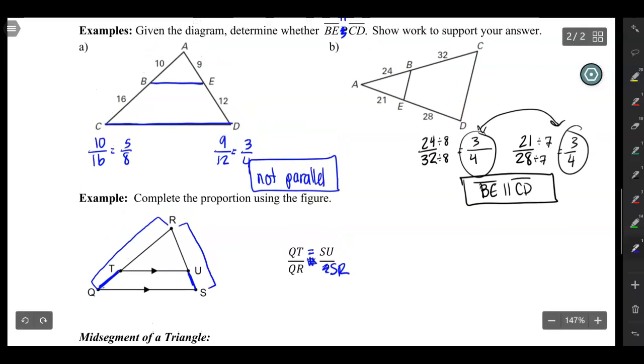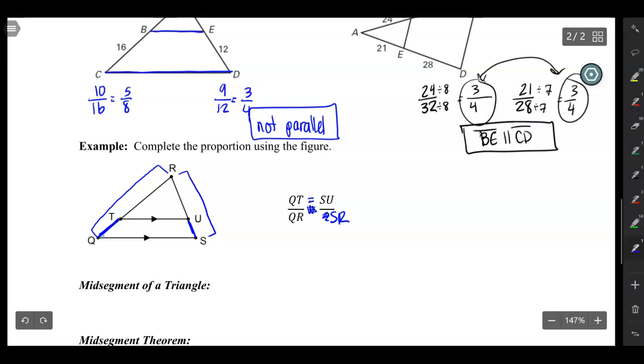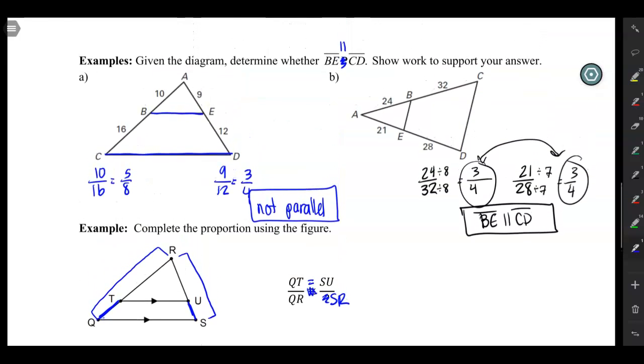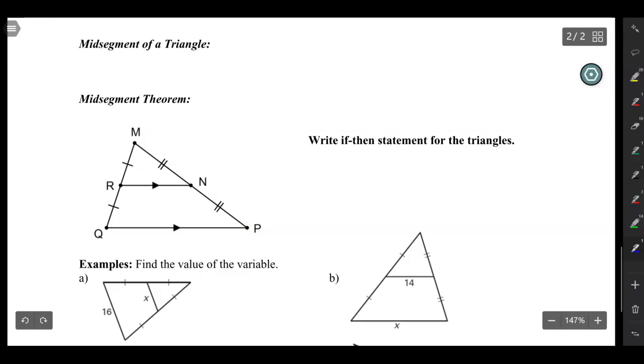Hopefully that was a good enough explanation for you guys for the triangle proportionality theorem. We're going to talk about the mid-segment of a triangle now. You might want to pause here, go and do some of your homework assignment that's about the triangle proportionality theorems, and then come back and look at the mid-segments with us.